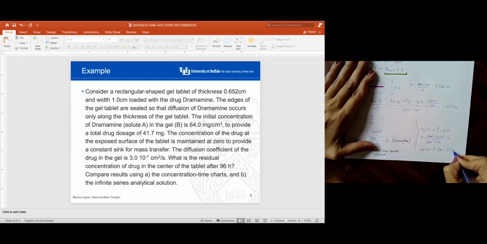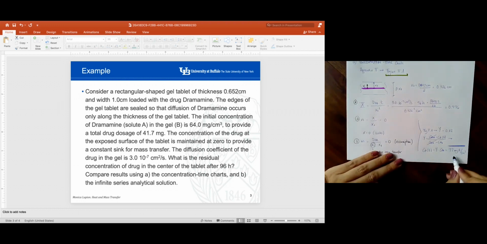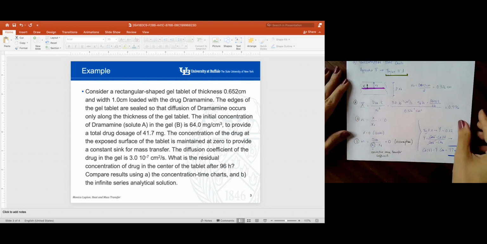And let me see, this is equal to 7.7 milligrams of A per cubic centimeter. Okay, so this is the solution if we apply the concentration-time chart.